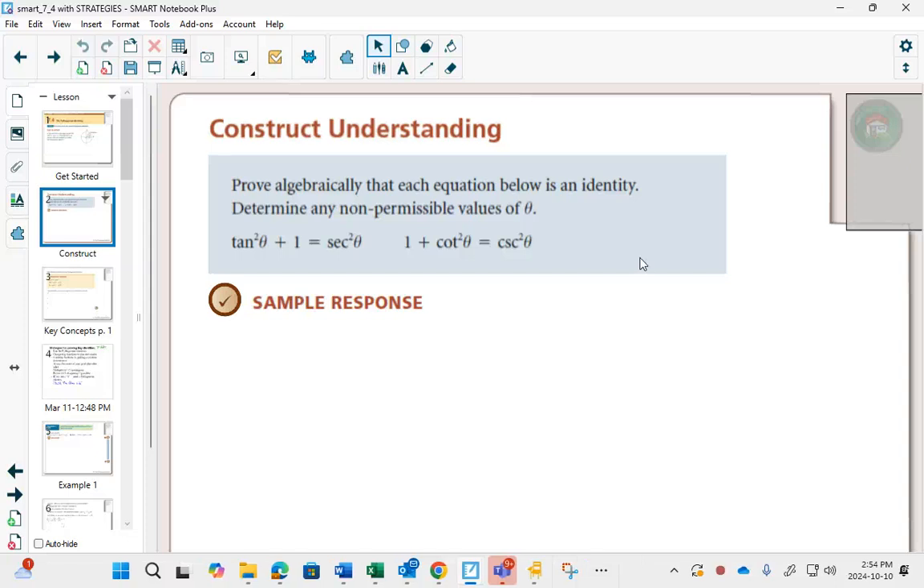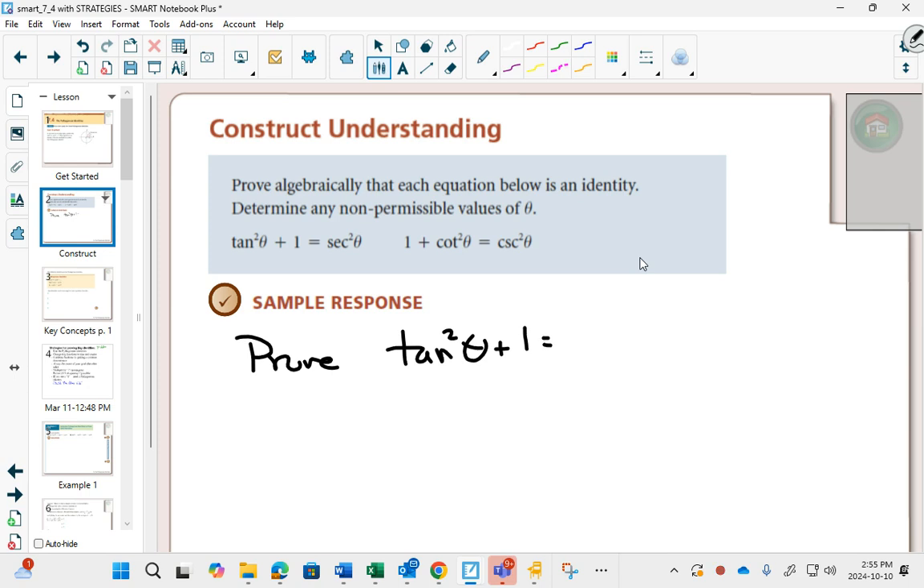At the bottom of page 621, I want you to write, prove tan squared theta plus 1 equals secant squared theta. So it's a proof, so we draw our line. Now, the reason you're never going to be asked this again is if you look on your formula sheet, formula number 3, right underneath sine squared theta plus cos squared theta equals 1, is tan squared theta plus 1 equals secant squared theta.